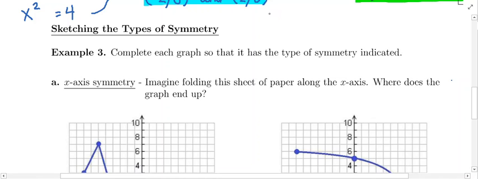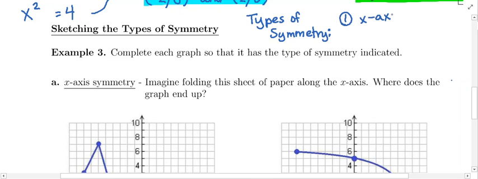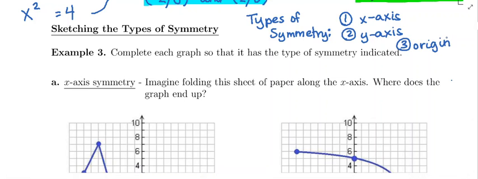So let me go ahead and make a note up here of the types of symmetry. First of all, a graph can have x-axis symmetry. There's also something called y-axis symmetry. And the third type of symmetry, it is possible that a graph is symmetric about the origin. So we're going to look at the three types of symmetry for each of these graphs. We are going to start off with x-axis symmetry.